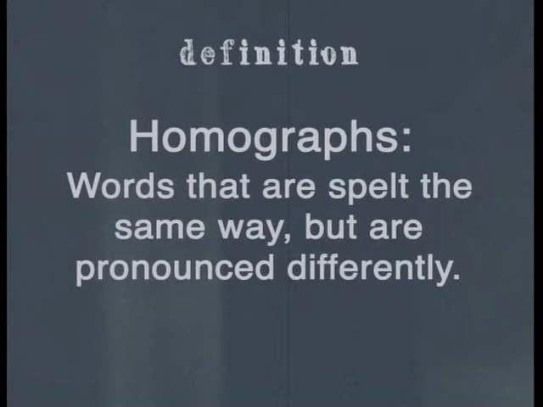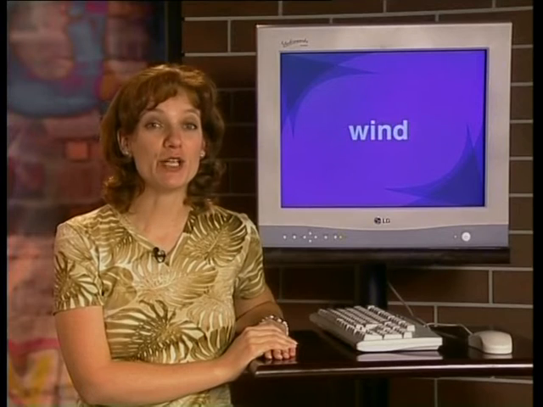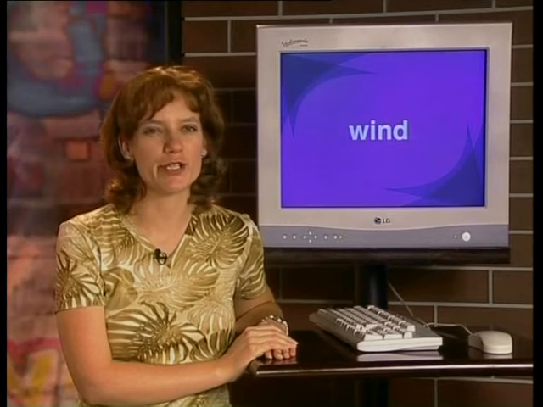Because so many words fulfill the function of more than one part of speech, your vocabulary is probably even bigger than what you think. So far, we've looked at homonyms and homophones, but what about words that are spelt the same but pronounced differently? These are known as homographs. Homographs are words that are spelt the same but are pronounced differently. Have a look at the example of a homograph on the screen.